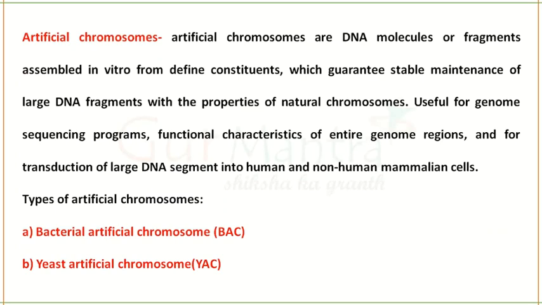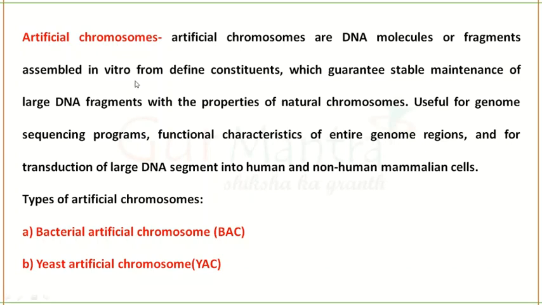The vectors which we have seen now are all natural. There are artificial chromosomes which have been synthesized in the lab for the purpose of DNA cloning and expression. Artificial chromosomes are DNA molecules that are assembled in vitro and that will guarantee stable maintenance of large fragments of DNA, useful for genome sequencing programs, and transduction of large DNA segments into human or mammalian species.